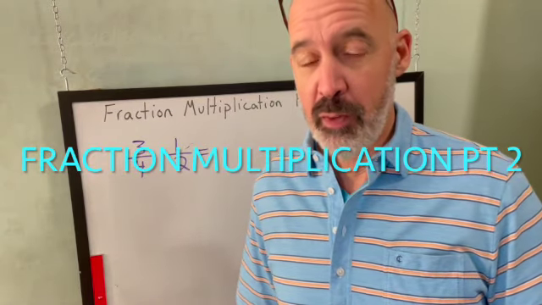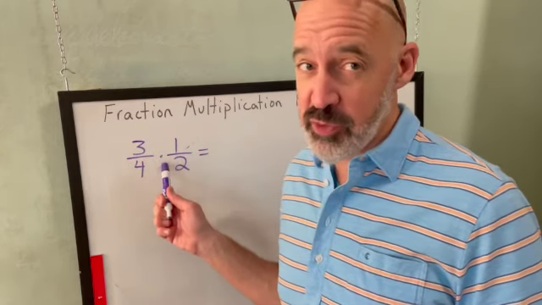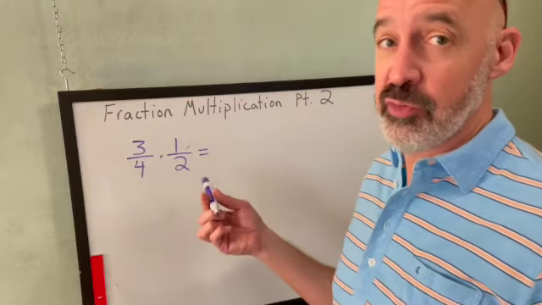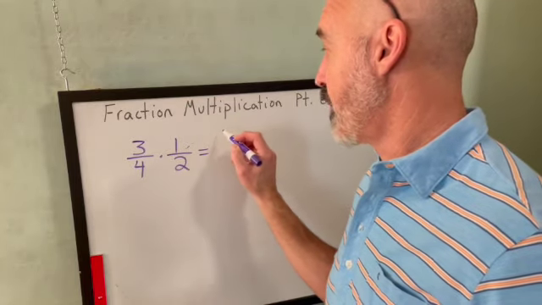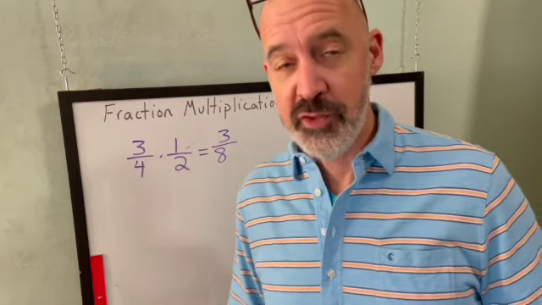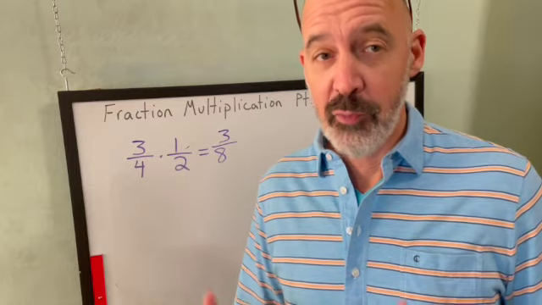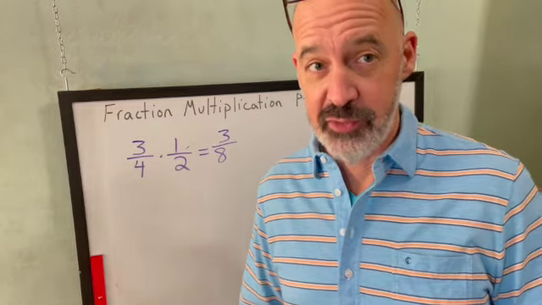Today we're going to talk about the importance of the algorithm for multiplying fractions, which is multiply straight across, which is easy enough to understand. 3 times 1 is 3, 4 times 2 is 8. But this video is going to try and give you some ways to help children understand why it makes sense.